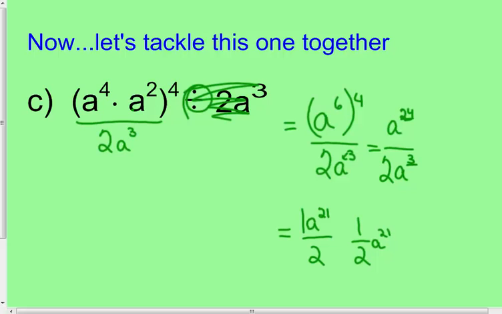But I definitely could not put a to the 21st down in the denominator. No, no, no, no, no. It can stay in the numerator, or it can go next to the fraction 1/2. But that's as simplified as that one's going to get. That one was a tough one.